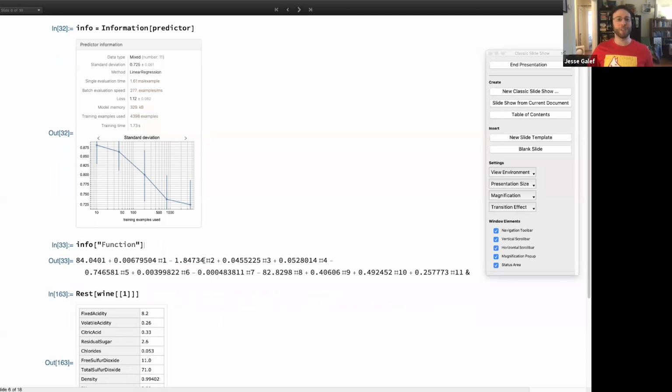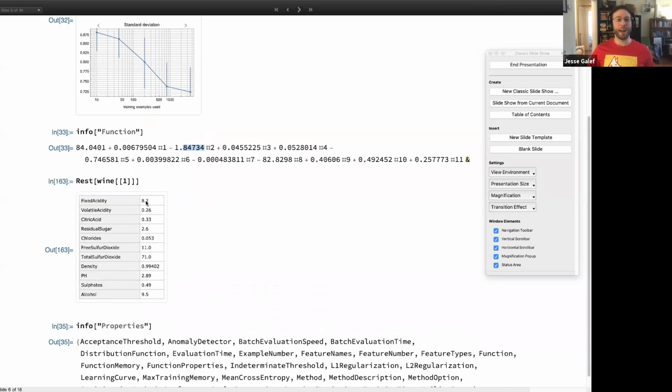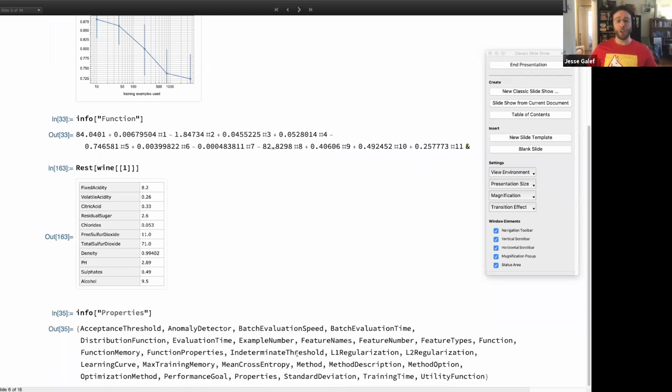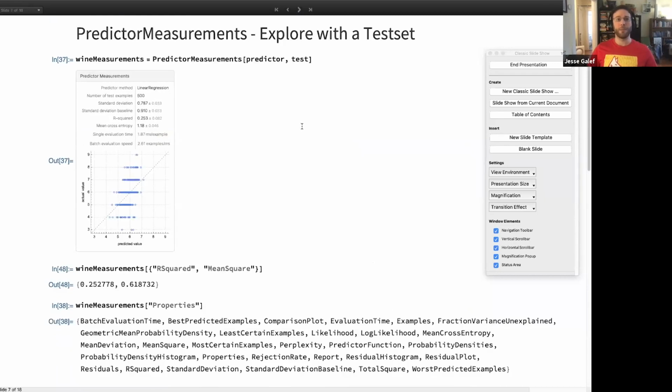It is a linear model. Each coefficient is multiplied by the variable for the bottle of wine. And this isn't standardized. If we made each variable mean 0, standard deviation 1, then the magnitude of these coefficients would be how important the feature is. And that's very, very handy, very simple. And there are all these other properties that you can use from the information to get a sense of the model, but not how it interacts with data. That's the next set, the predictor measurements. So you notice the previous part with information, you didn't need a test set.